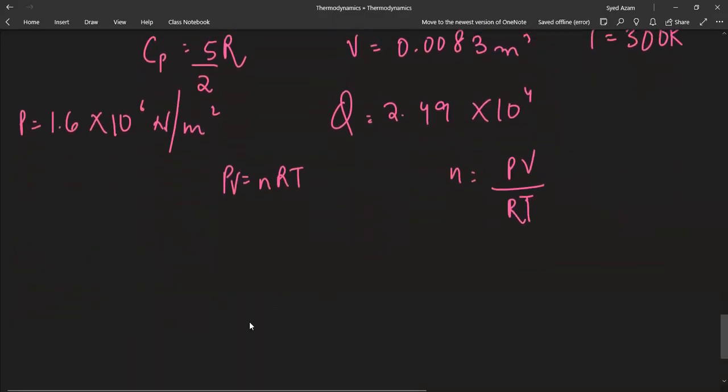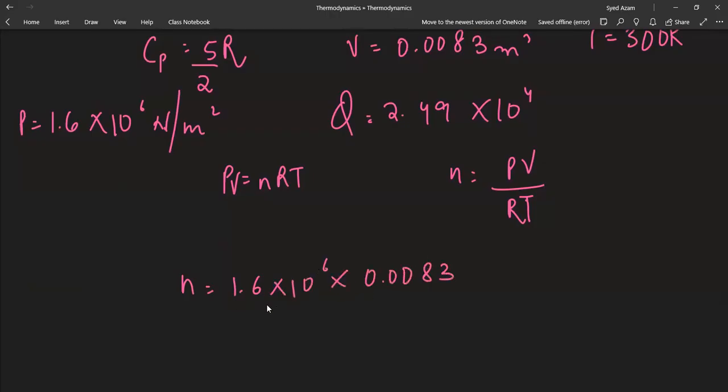Okay, PV by RT. So pressure is 1.6 into 10 to the power 6. Volume is 0.0083 divided by R. We will take it as 8.3 only, and temperature is given as 300 Kelvin. So once you solve, you will get this value as 16/3.